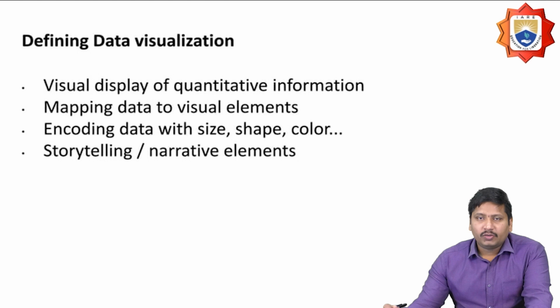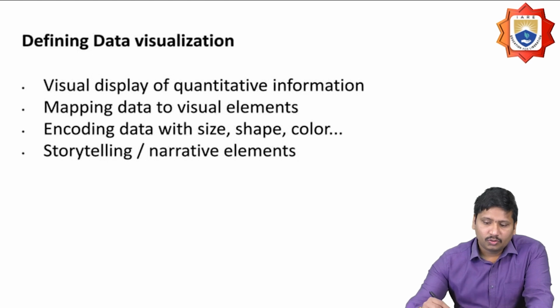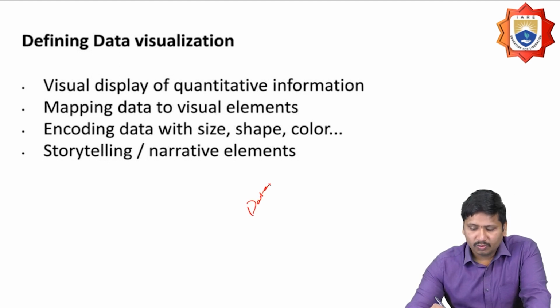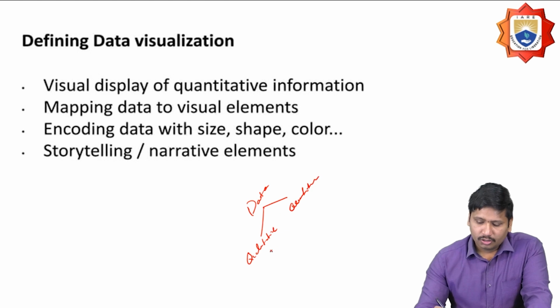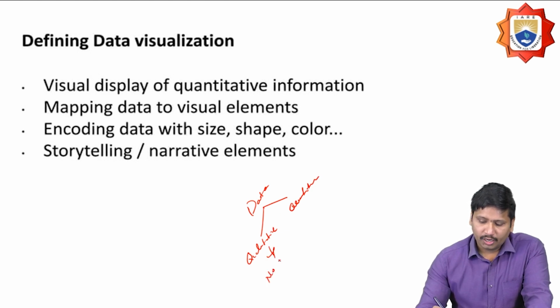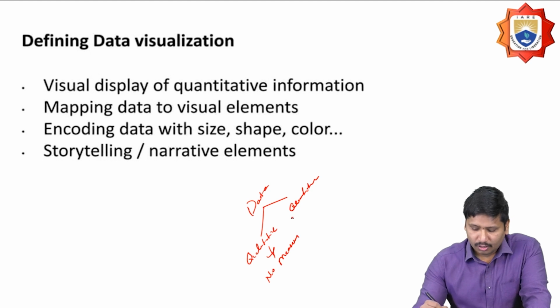So, defining data visualization. Visualization is nothing but a way of representing data, or a visual display of quantitative information and qualitative information as well, but mainly we concentrate on the quantitative information. Normally the data will be of two types, which I already covered in previous slides: qualitative and quantitative. Qualitative data does not have any kind of measures, and quantitative data is going to have some measures.